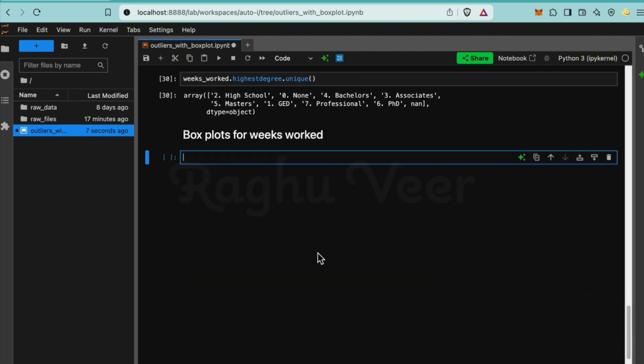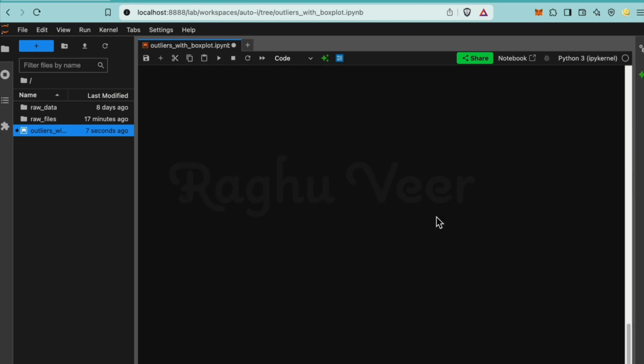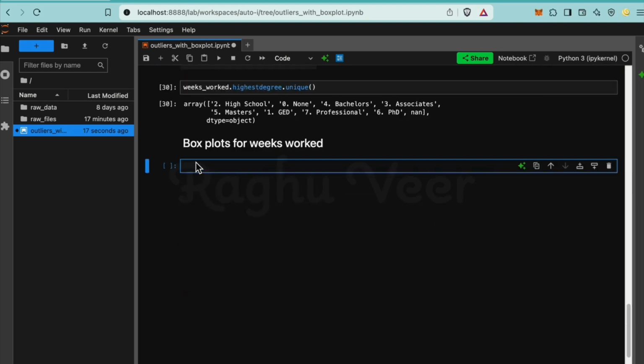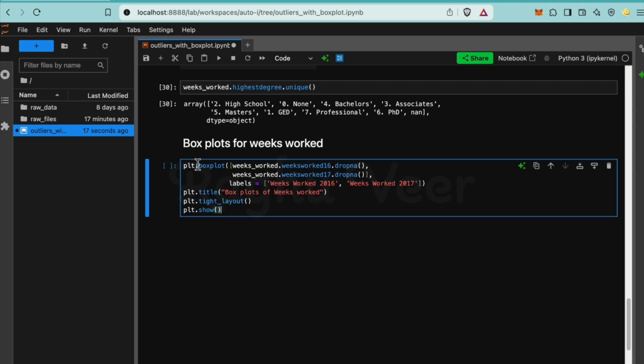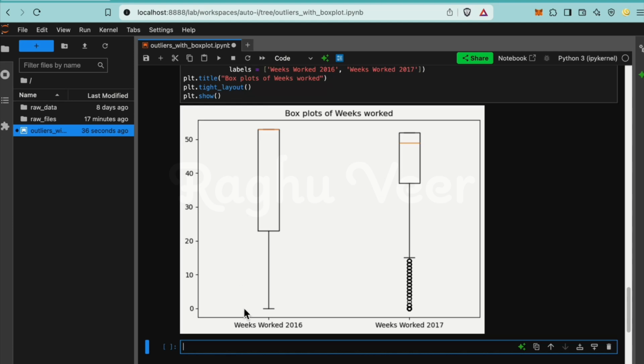Now let's plot the box plot for weeks worked in 2016 and 2017 to identify the outliers. I'm again using Matplotlib, plt.boxplot, 2016 data, 2017 data, and I'm labeling both the datasets. I'm giving a title to the plot and displaying the plot. So this is the box plot for 2016 and 2017.